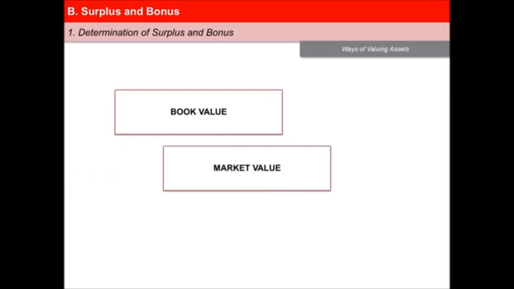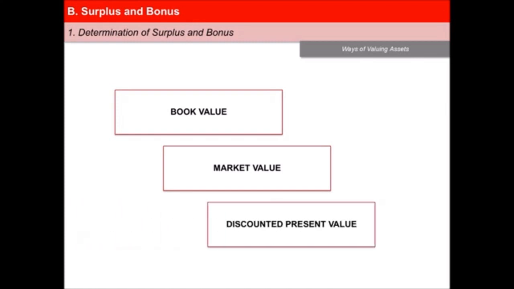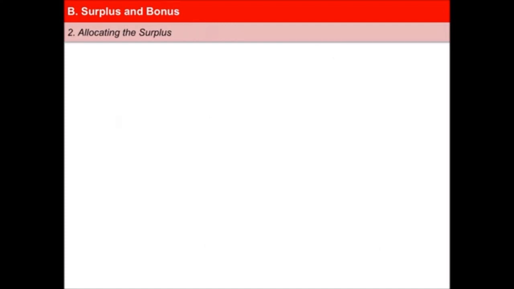Second, at market value. This is the worth of the life insurer's assets in the marketplace. And last, at discounted present value, which is estimating the future income stream from various assets and discounting them to the present.